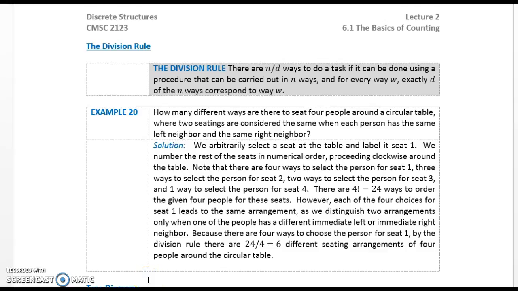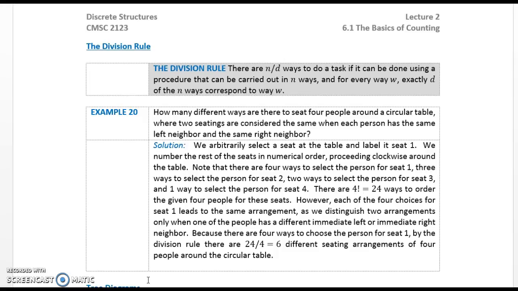We continue our lecture 2, the basics of counting, with the division rule. The division rule says that there are n divided by d ways to do a task if it can be done using a procedure that can be carried out in n ways, and for every way, w, exactly d of the n ways correspond to way w.